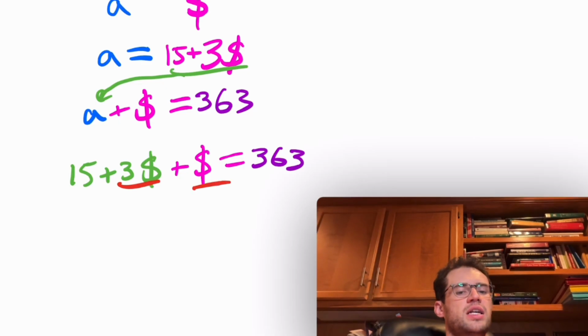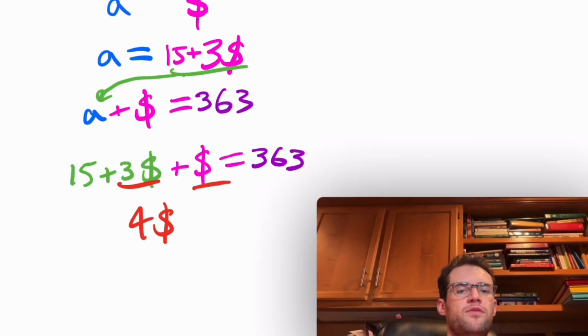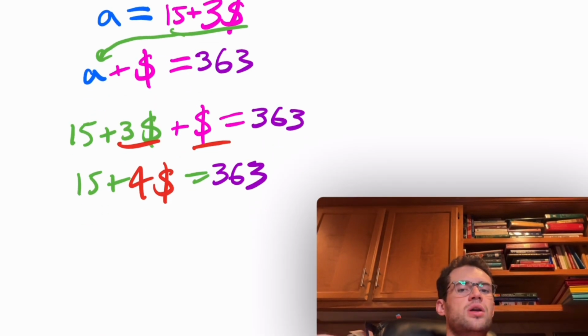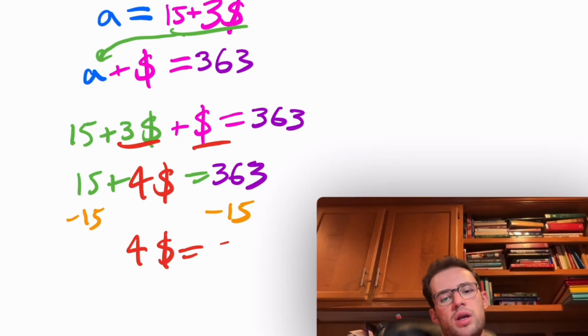All right, so now we have 3S plus S. So combine our like terms. If you have 3 S's, then you have another S, that means you have a total of 4 S's. So 4S plus 15 is equal to 363. And now to get the S's alone, I'm going to subtract 15 from both sides. That leaves me with 4S is equal to 348.